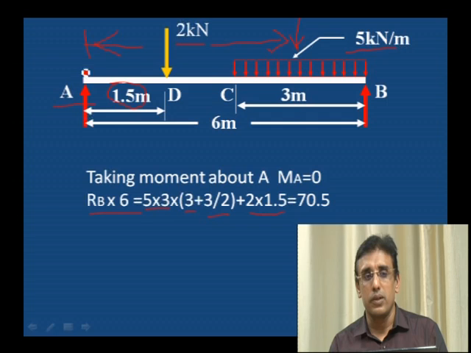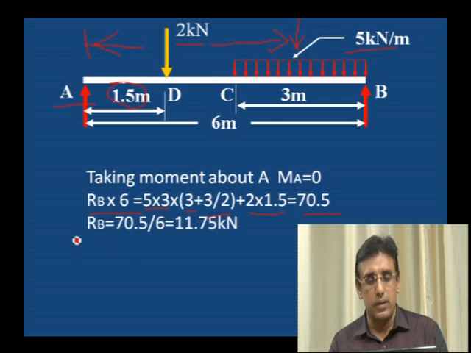In the previous problem, the uniformly distributed load was acting from A to C. That is why we considered the distance from A to C, that is the midpoint. Whereas here the uniformly distributed load is acting on the right half of the beam. That is why we have calculated from A to the center point of the uniformly distributed load. Now the moment due to load is 70.5 and the moment due to reaction is RB into 6. Therefore RB is equal to 11.75 kilonewton.